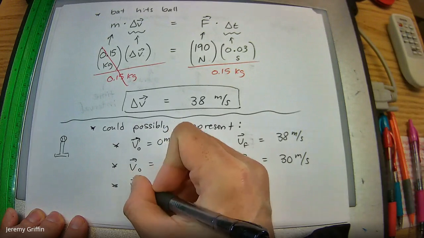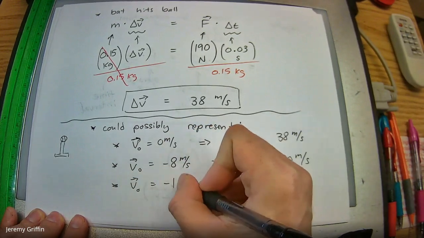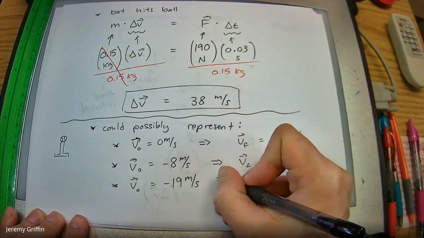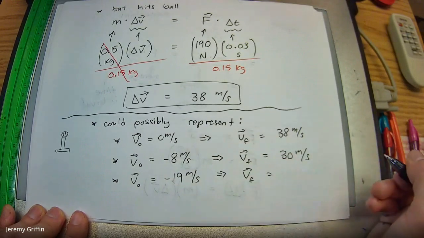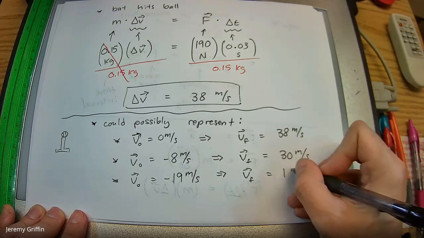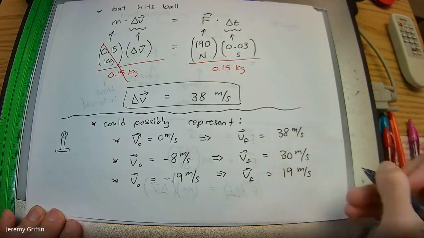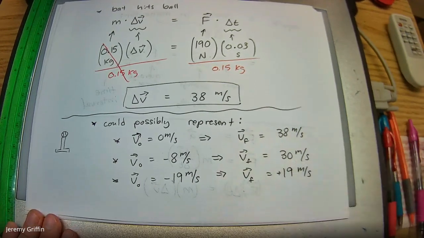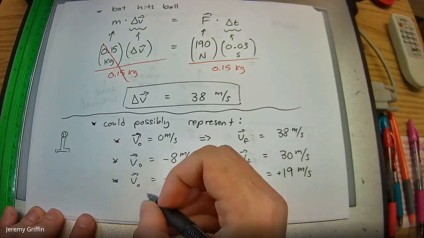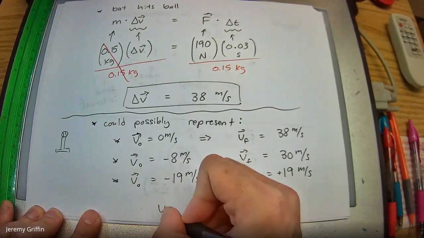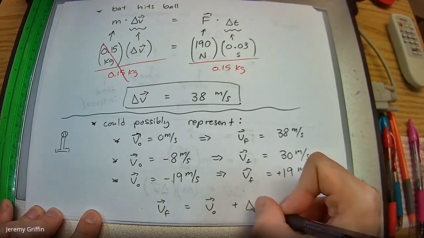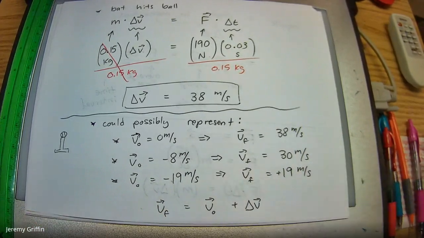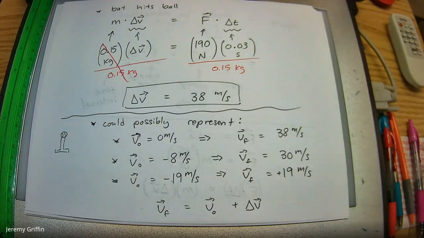Or maybe the pitcher threw the ball towards the plate at 19 meters per second. So I'll call it negative 19. How fast is the ball leaving the bat? Yeah, positive 19 meters per second, right? Positive. Right? The general rule is that your final velocity is equal to your initial velocity plus the change in velocity. Got it, right?